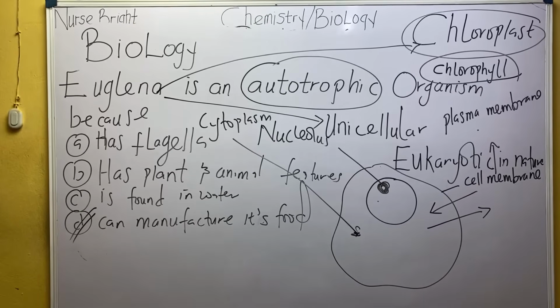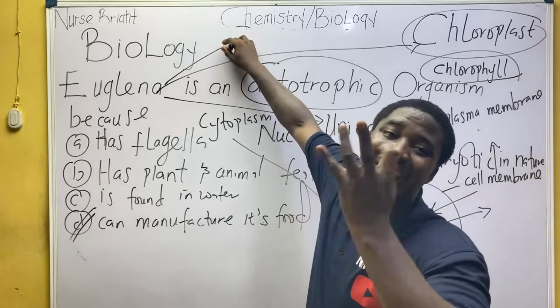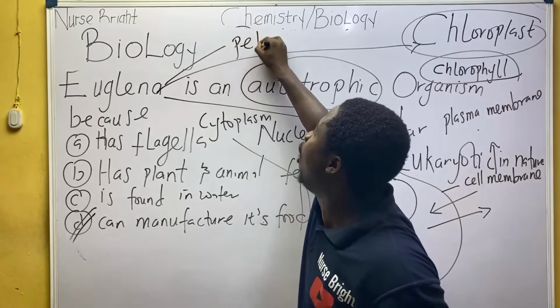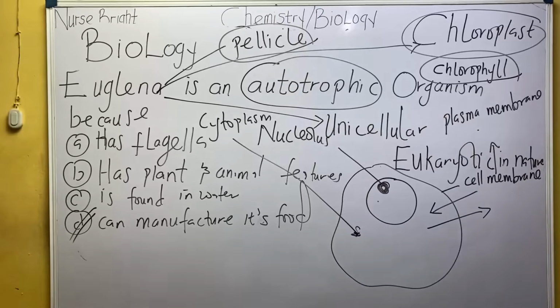So listen well. For Euglena, that outer layer that covers the body and serves as the cell membrane, we call it the pellicle. Pellicle. Listen well. That outer membrane that covers the body of a Euglena is called what? A pellicle.